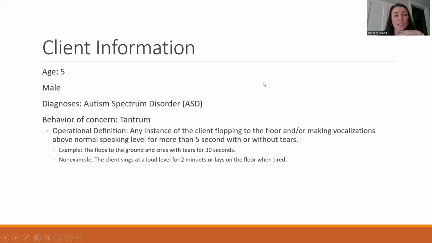So the client information: the client is 5 years old. He's a male. He's diagnosed with autism spectrum disorder. The behavior of concern is tantrum. The operational definition of that would be any instance of the client flopping to the floor and or making vocalizations above a normal speaking level for more than 5 seconds with or without tears.